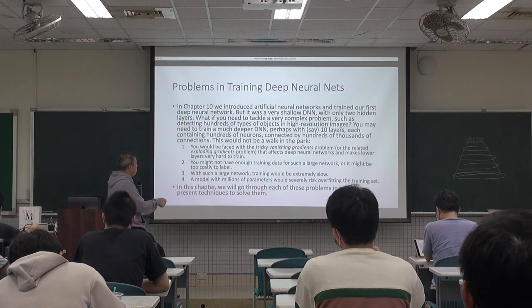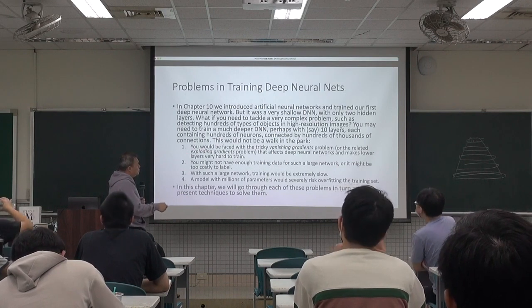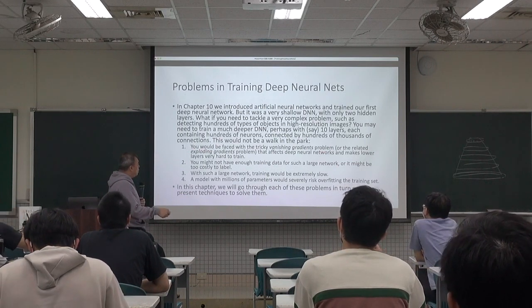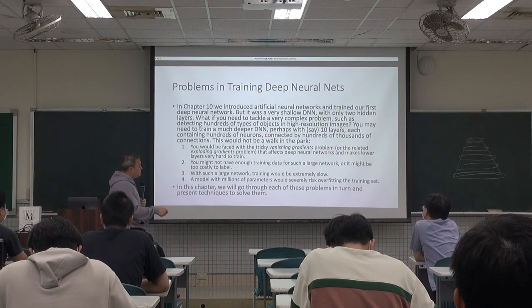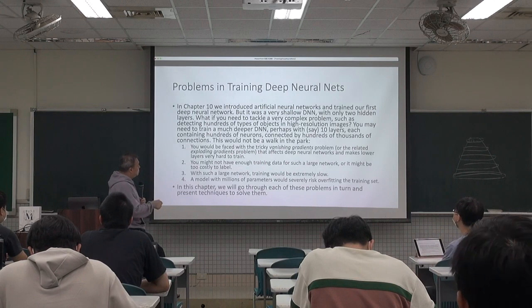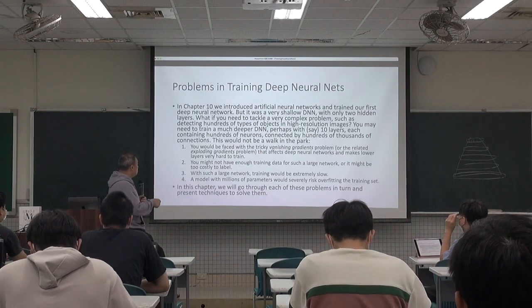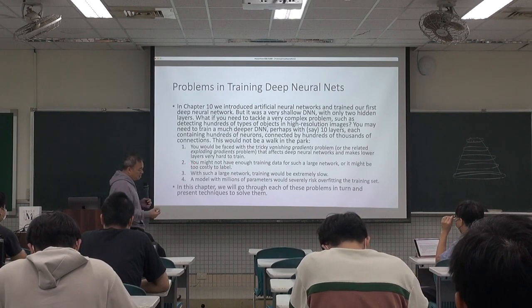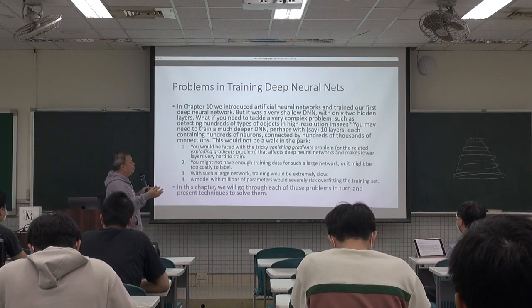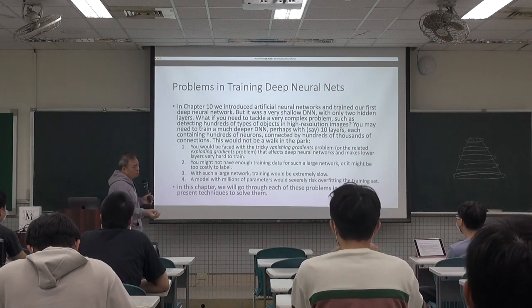The first one, you would face the tricky vanishing gradient problem, or on the opposite, the exploding gradient problem, which will affect the deep neural network and make the lower layers very hard to train. So this is the first issue. The second issue is you may not have enough training data. You may only have a limited amount of training data for a very complicated task. So what do you do?